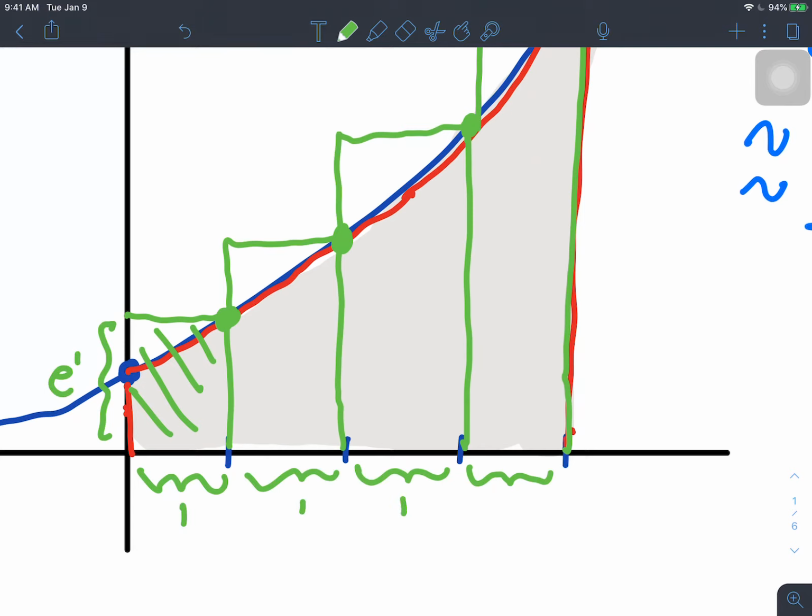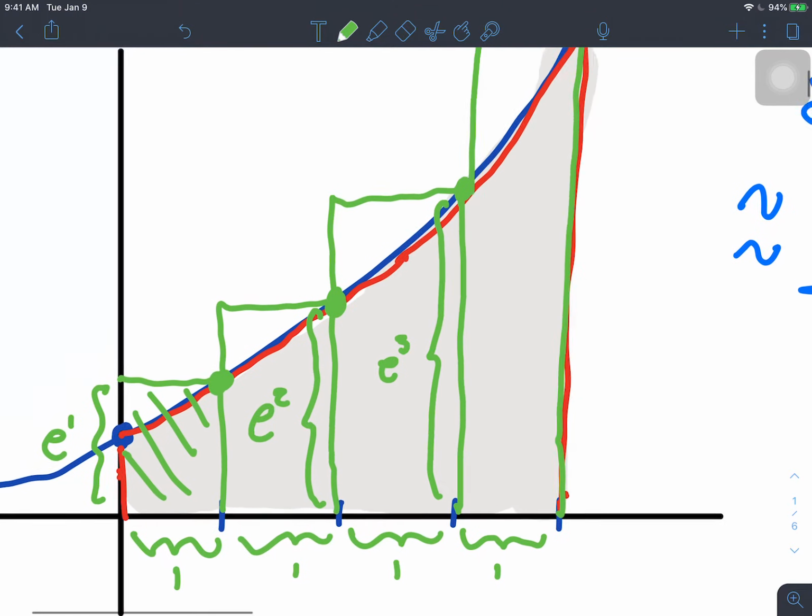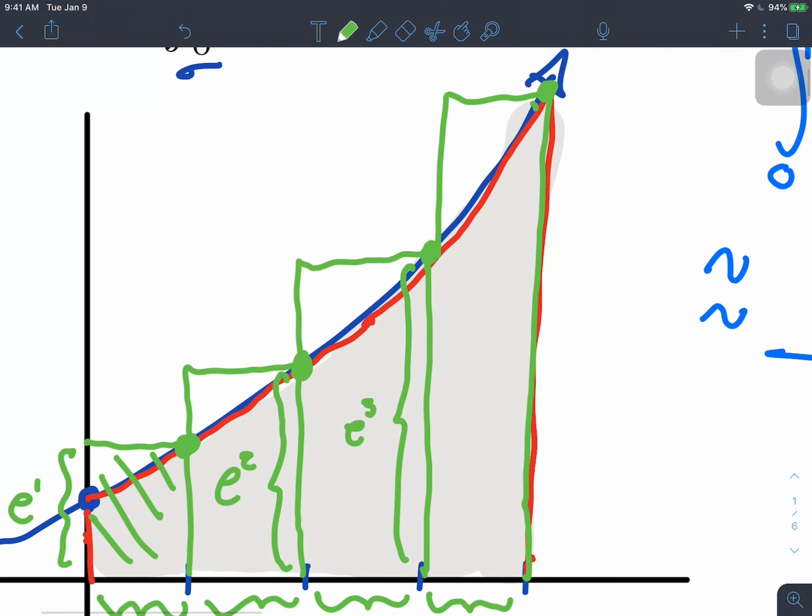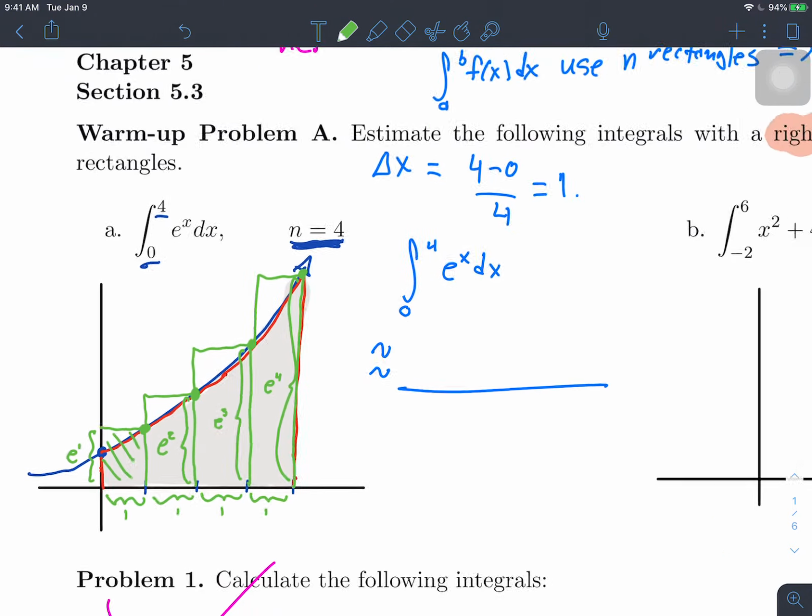Okay, all of these guys are going to be width 1. What's this height here going to be? Yeah, Mia? Yeah, e squared. And then the third one is going to be e cubed. And then the fourth one is going to be e to the 4th power.